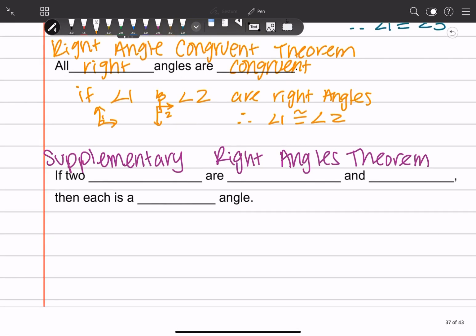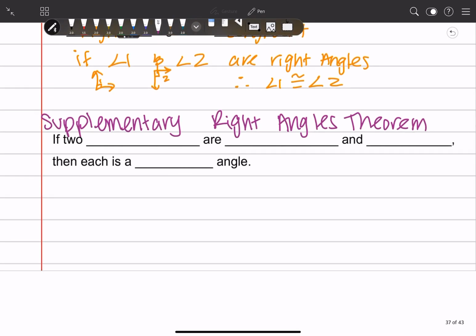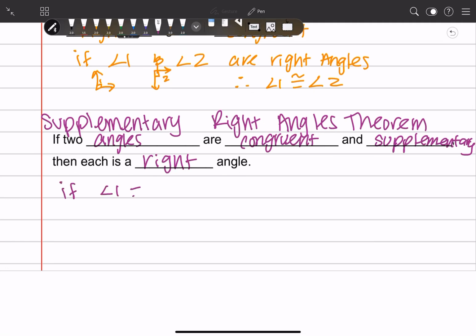All right, next up, you've got our supplementary right angle theorem. Now, this says that if two angles are congruent and supplementary, so they have to be both, then each is a right angle. So, think about it. If you've got angle 1 is congruent to angle 2, and angle 1 and angle 2 are supplements.